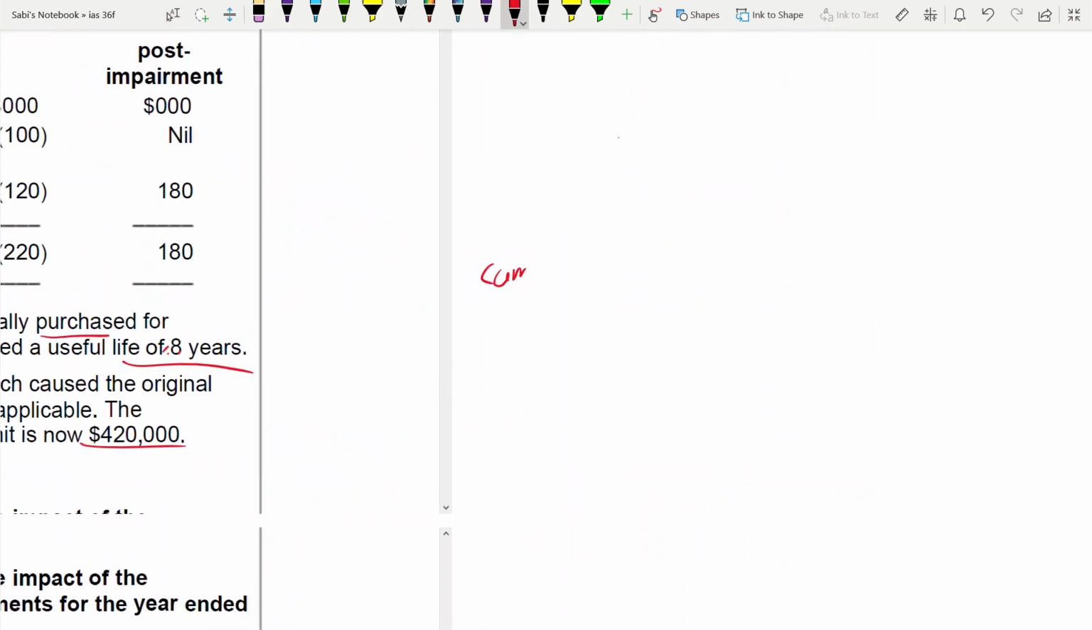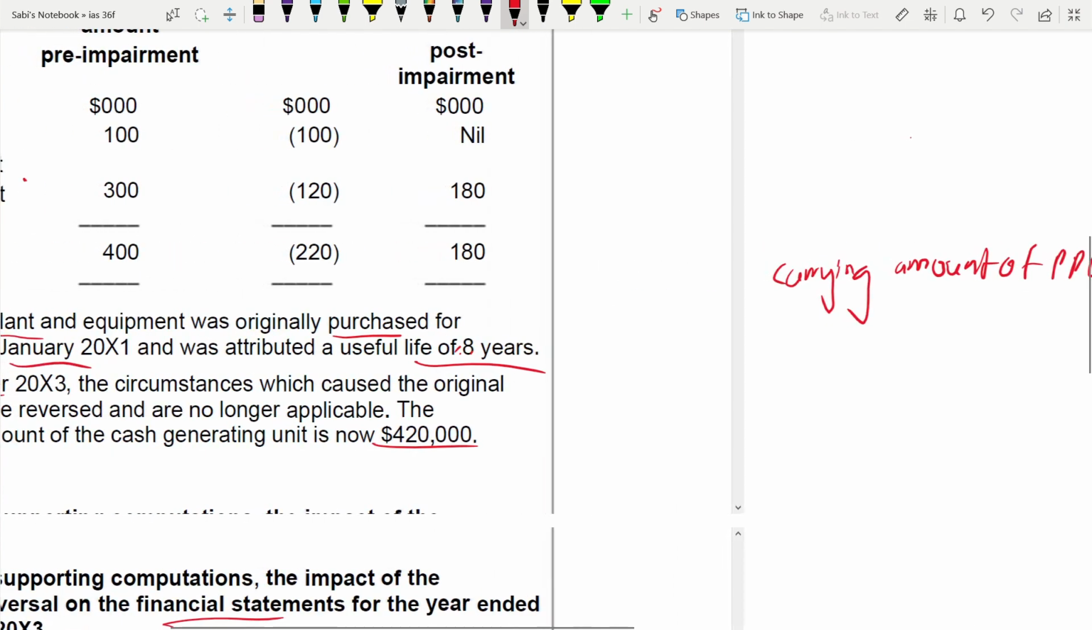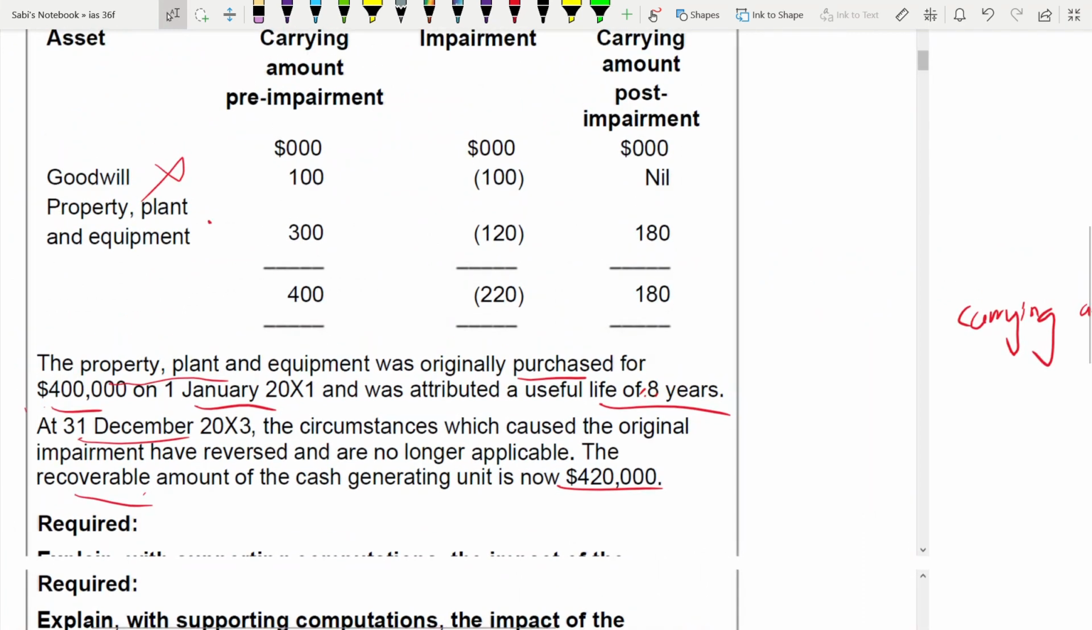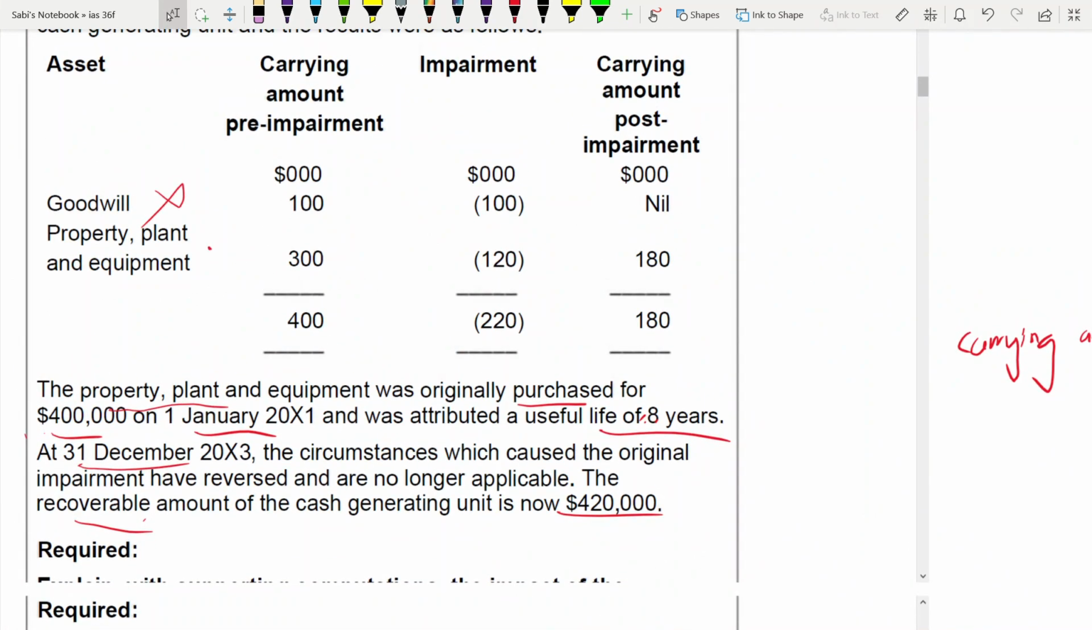So the carrying amount of PPE on 31st December 2003, you need to find out this. First, you need to find out the post-impairment carrying amount. You need to change this also. This was 180, correct? You have to depreciate this.